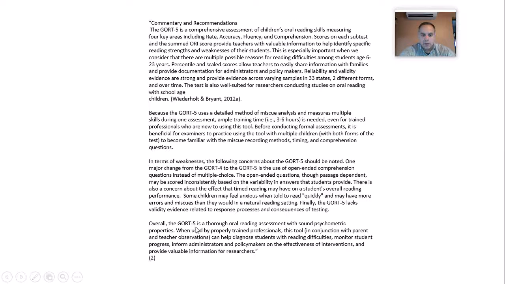Overall, the GORT-5, they say, is a thorough oral reading assessment with sound psychometric properties, and when it's given by properly trained professionals, can help diagnose students with reading difficulties and inform administrators and policymakers on the effectiveness of interventions. It provides valuable information.